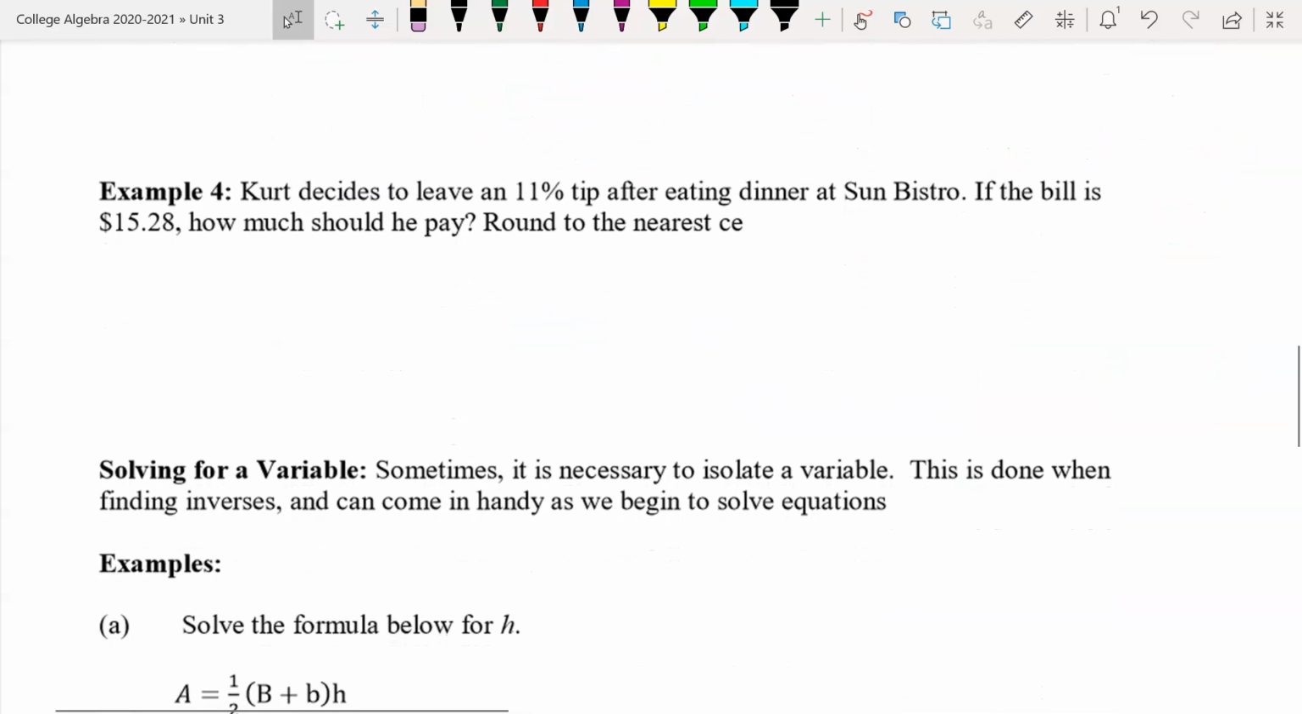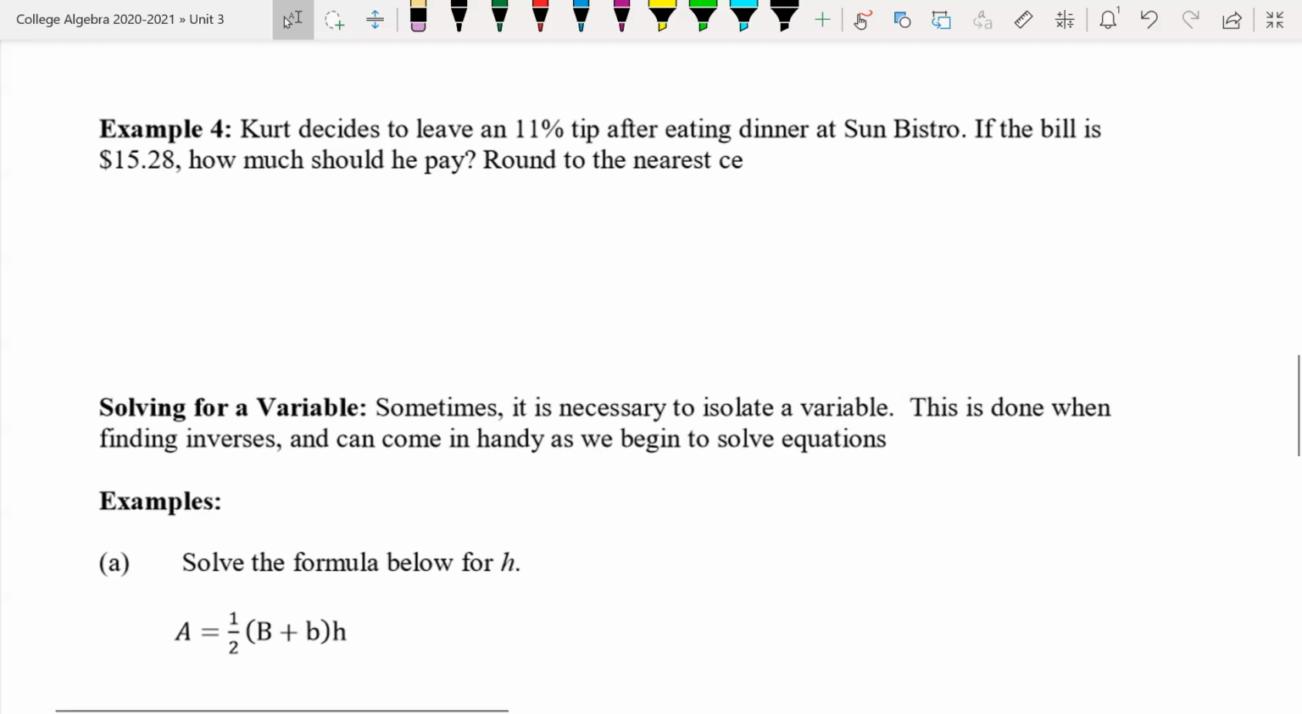Moving on. I wouldn't say this is a hard problem. The hardest part about it, though, is just the wording of it. So it says, Kurt decides to leave an 11% tip after eating dinner at Sun Bistro. If the bill is $15.28, how much should he pay? Round to the nearest cent. All right, so how much should he pay means the tip plus the bill.